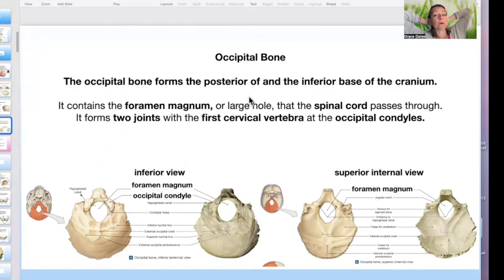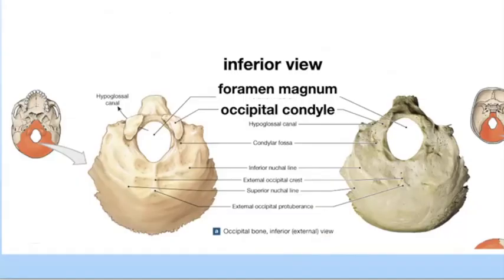So if you put your hands on the back of your neck, like when you're resting on a towel, looking up at the stars at night, something like that. I don't know. You're holding your occipital bone. If you have a low ponytail, your low ponytail would be tied off at the occipital bone. So that's where the occipital bone is. It contains the foramen magnum, which means the large hole that the spinal cord passes through. It forms 2 joints with first cervical vertebrae at the occipital condyles.